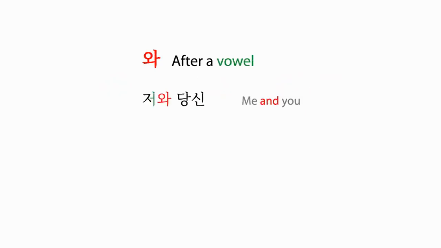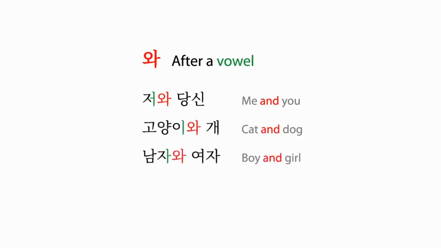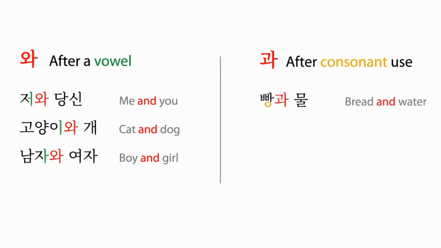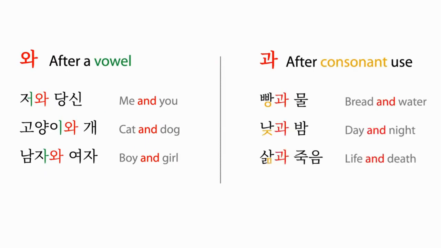And. To connect two nouns with and, we can use either 와, 과, or 하고. If the first noun ends with a vowel, we use 와. For example, 저와 당신, 고양이와 개, 남자와 여자. If the first noun ends with a consonant, we use 과. Example, 빵과 물, 낮과 밤, 삶과 죽음.